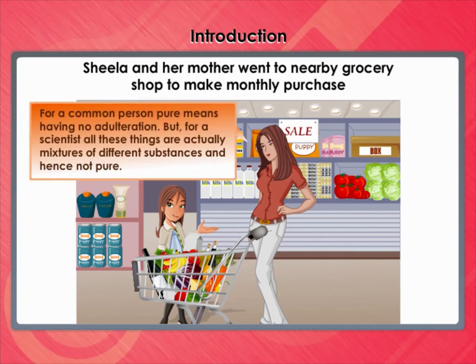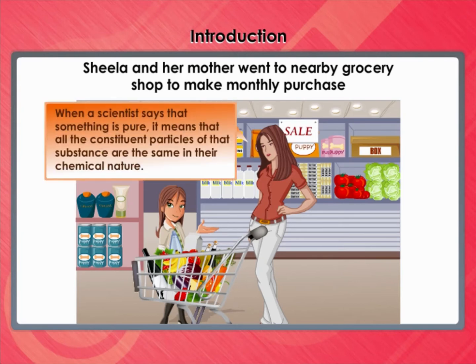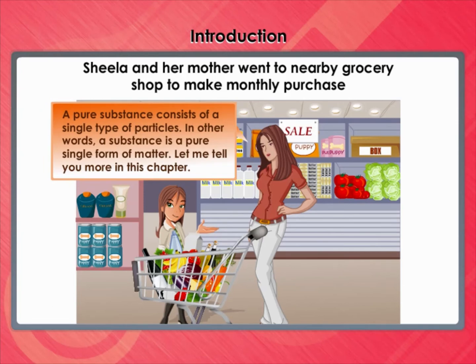For a common person, pure means having no adulteration. But for a scientist, all these things are actually mixtures of different substances and hence not pure. For example, milk is a mixture of water, fat, proteins, etc. When a scientist says that something is pure, it means that all the constituent particles of that substance are the same in their chemical nature. A pure substance consists of a single type of particle. In other words, a substance is a pure single form of matter. Let me tell you more about it in this chapter.